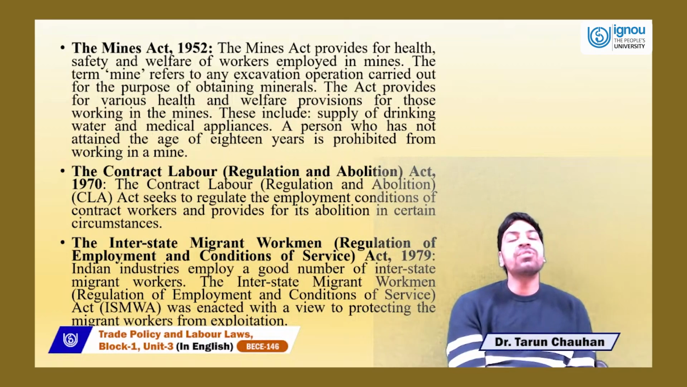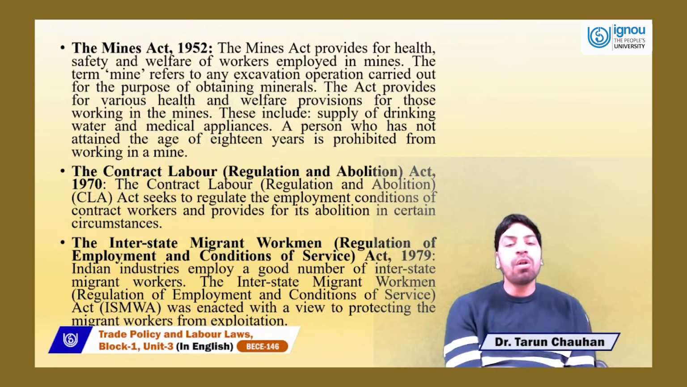The next act is the Contract Labor Regulation and Abolition Act 1970. This act regulates the employment conditions of contract workers and provides for its abolition in certain circumstances. The next act is the Interstate Migrant Workmen Act 1979.